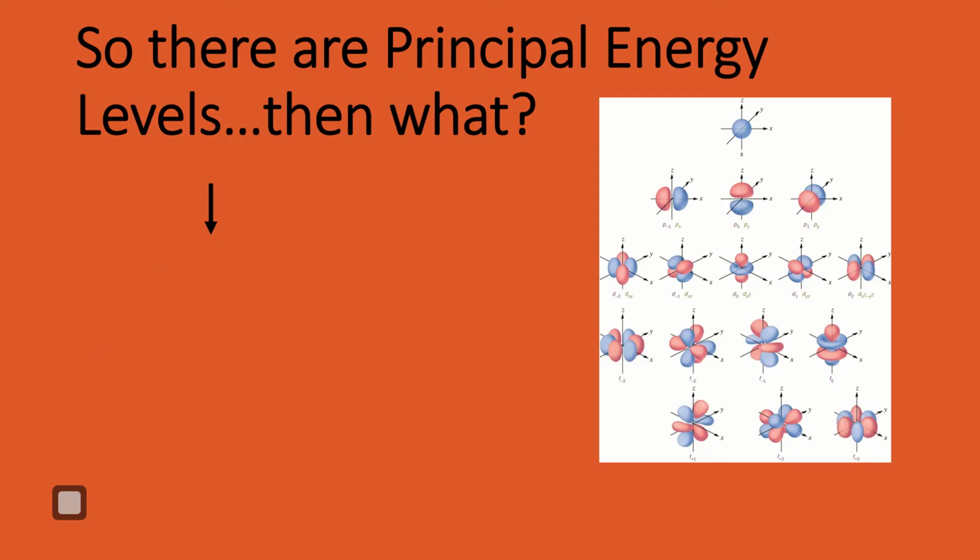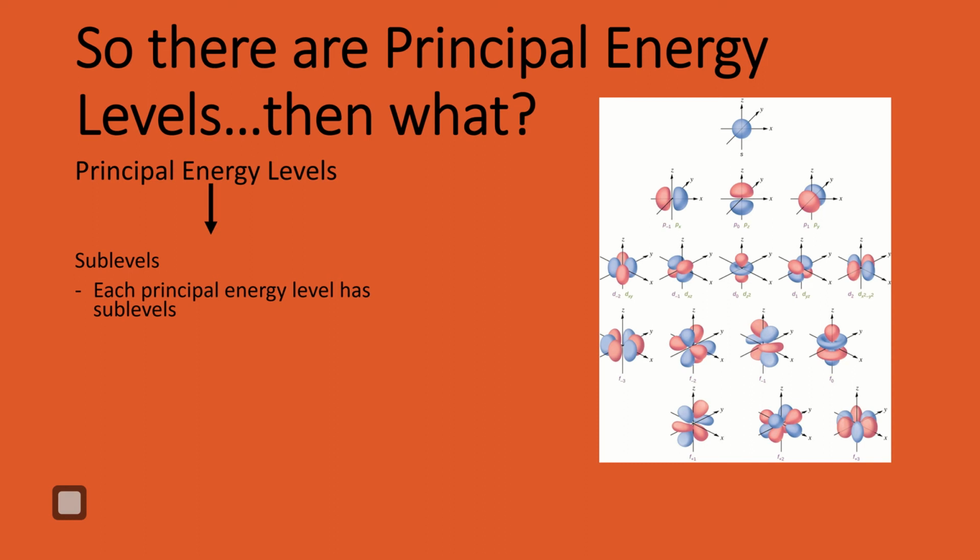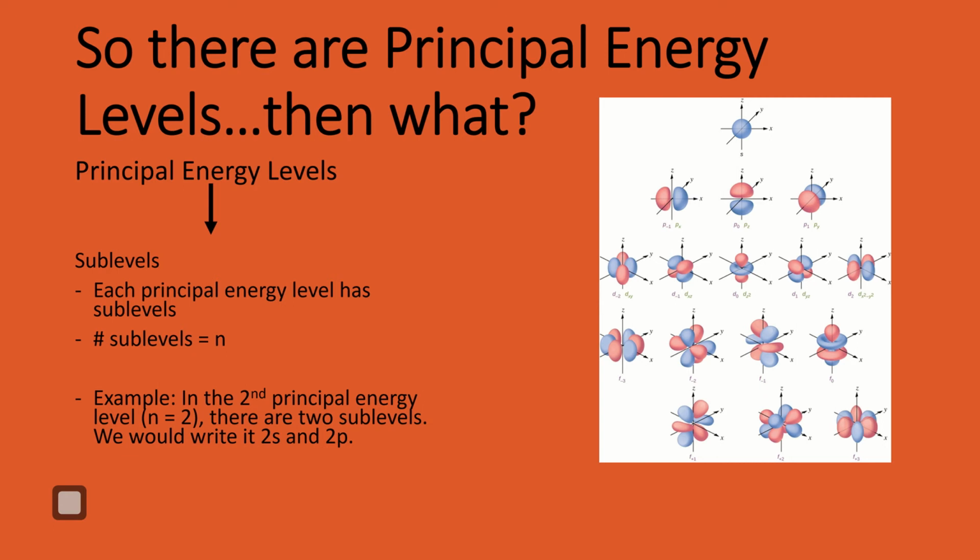After the principal energy levels, inside each principal energy level is what's called an energy sublevel. There are a certain number of sublevels in each energy level based on which principal energy level you're on. The number of sublevels will equal whatever the principal energy level number is. For example, if you're in the 2nd principal energy level, n equals 2, there are 2 sublevels. We write this as 2s and 2p.